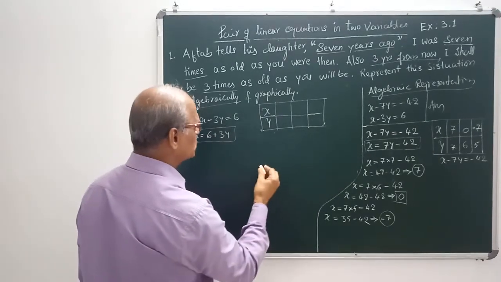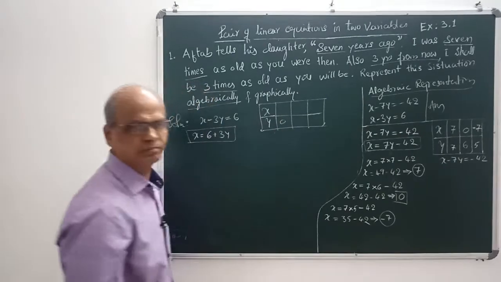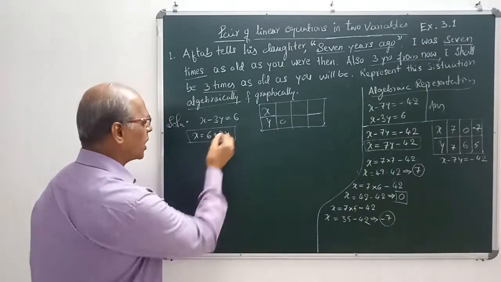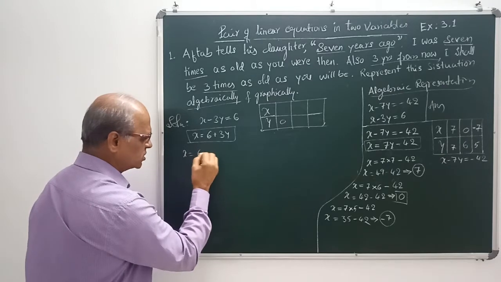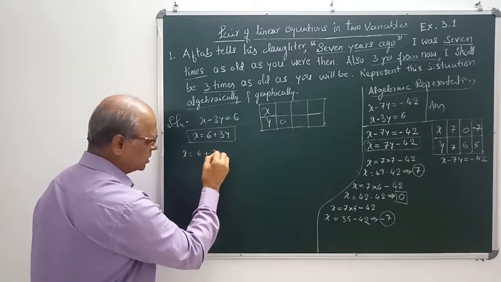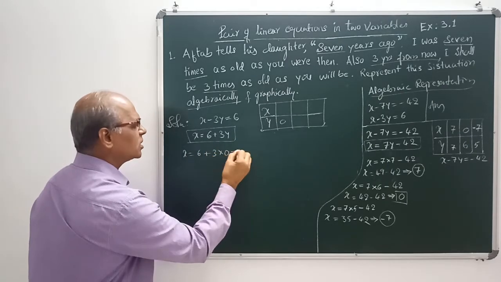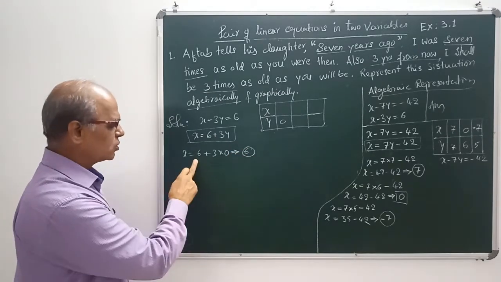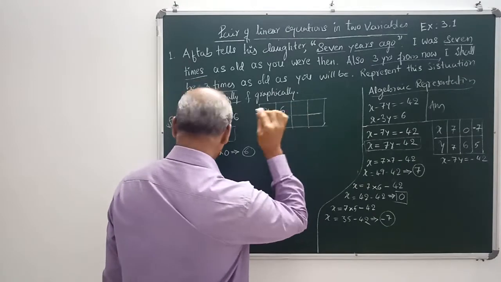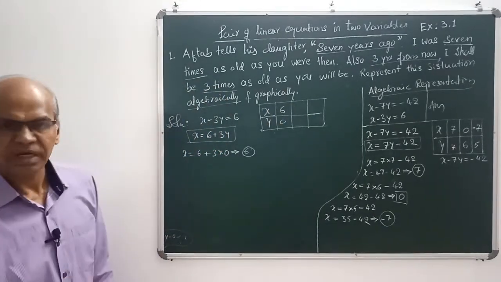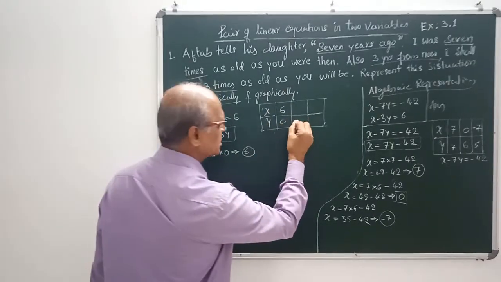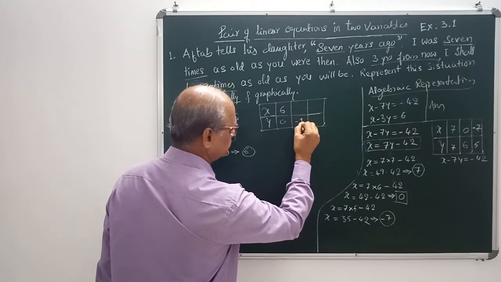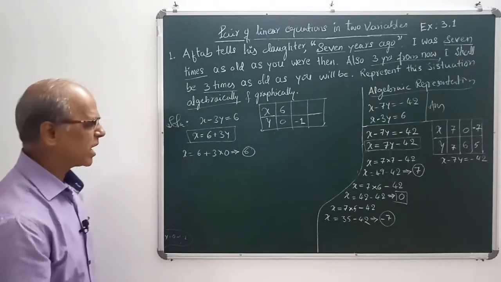Suppose your y value is 0, for example. If you assume 0, what happens? x is equal to 6 plus 3 into 0. Here 6 is the answer. Understood? This becomes 0. x is equal to 6. Okay. Now second, let us assume y value as minus 1.